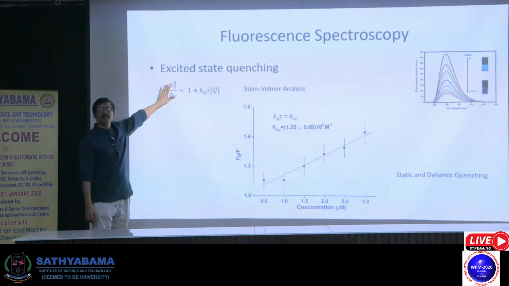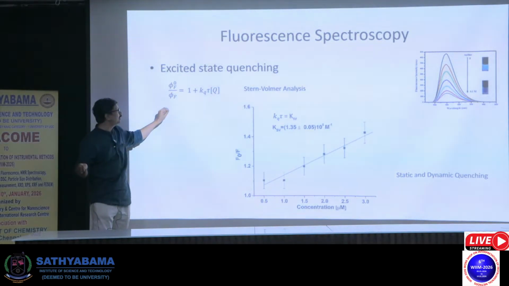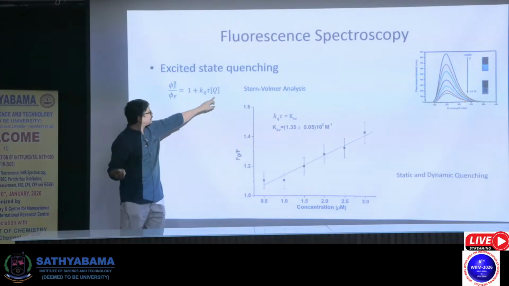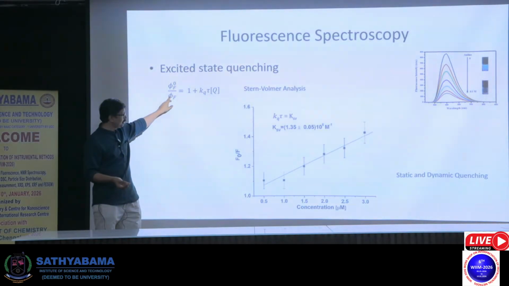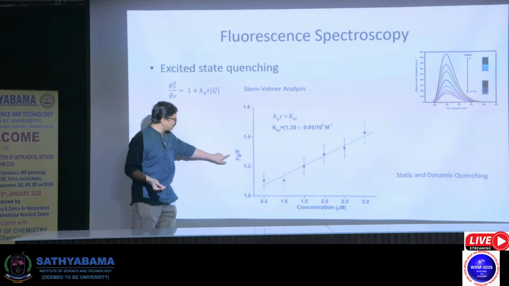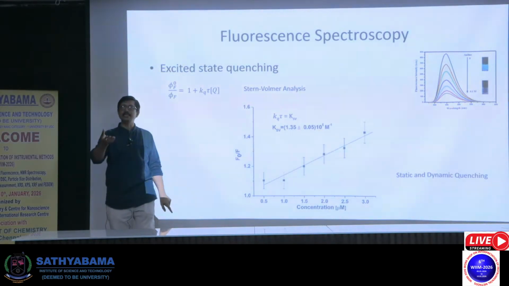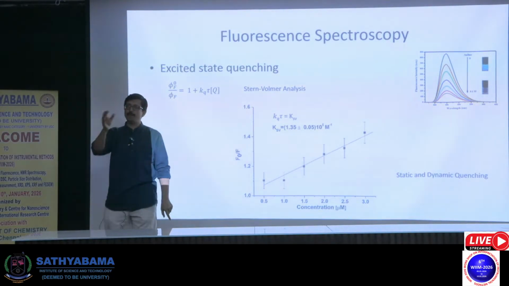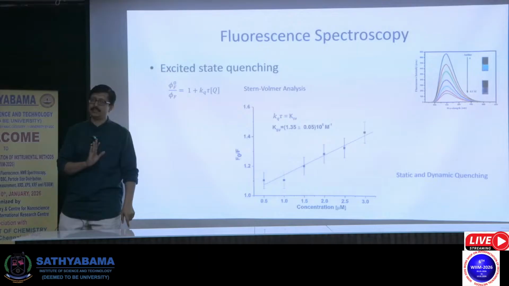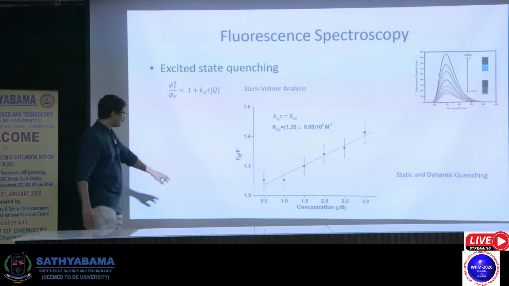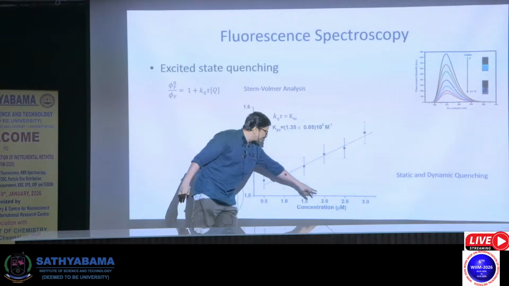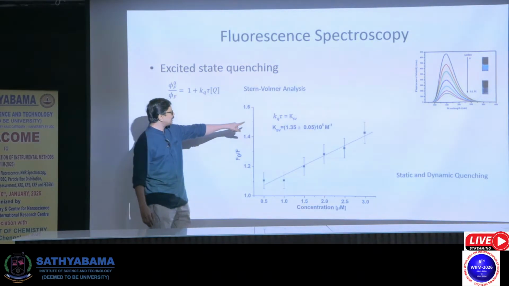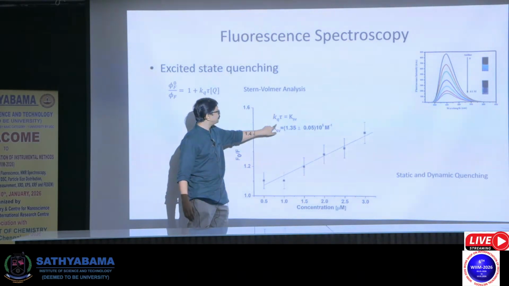By measuring the quantum yield, or the efficiency of that emission process, in the presence and absence of an external species, you can get a straight line equation which is called the Stern-Volmer equation. Experimentally, what you should do is measure the emission intensity in the presence and absence of an analyte or a quencher, and increase the concentration of that quencher. You get a straight line. From the slope, you can actually calculate this kQ.